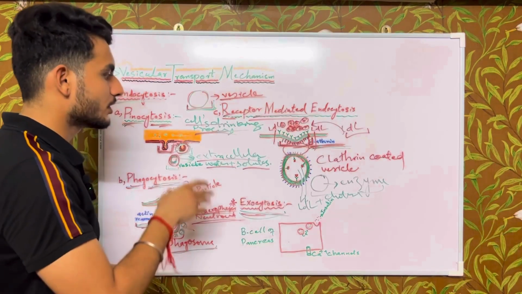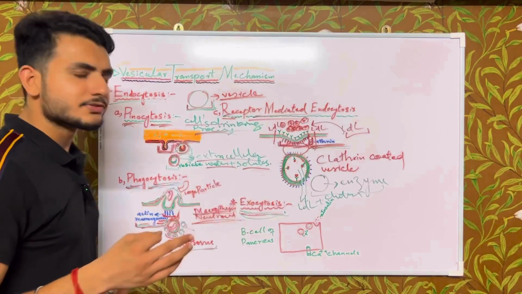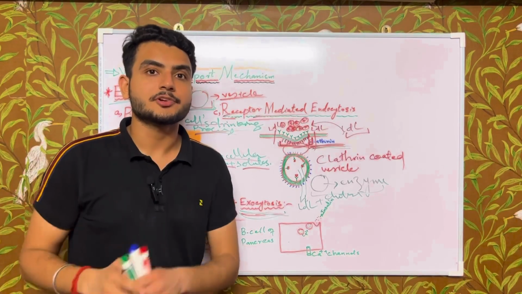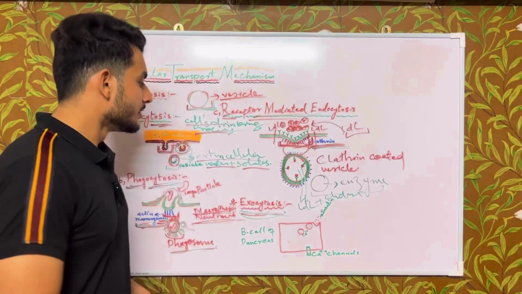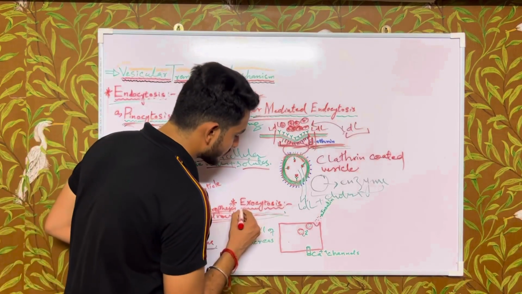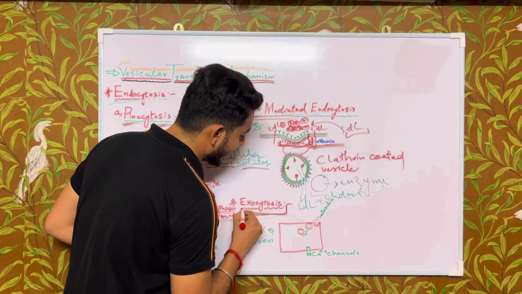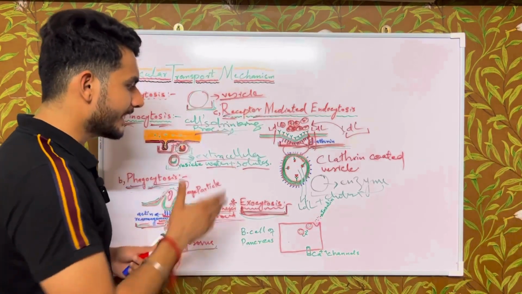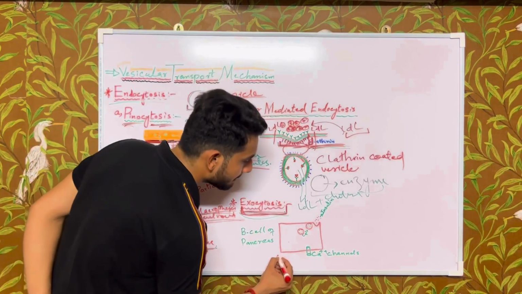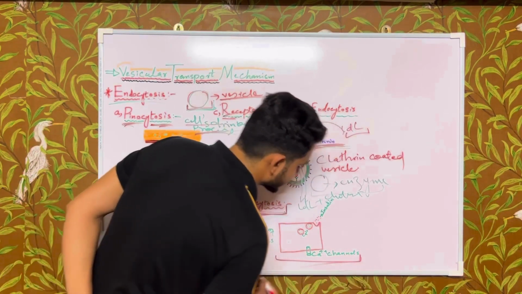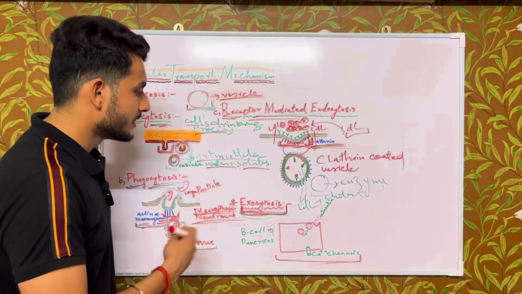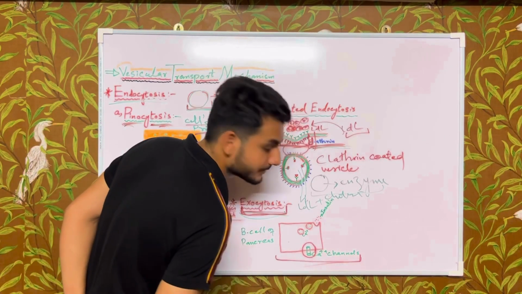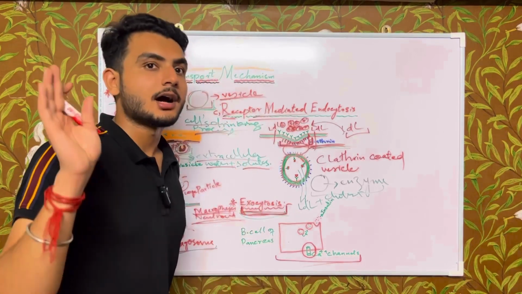Now let's talk about exocytosis. Certain materials such as hormones and neurotransmitters are released by the cell through the process known as exocytosis. So it helps in the release of content from the cell. What happens? Suppose this is a beta cell of the pancreas. Upon stimulation, certain calcium channels are activated.